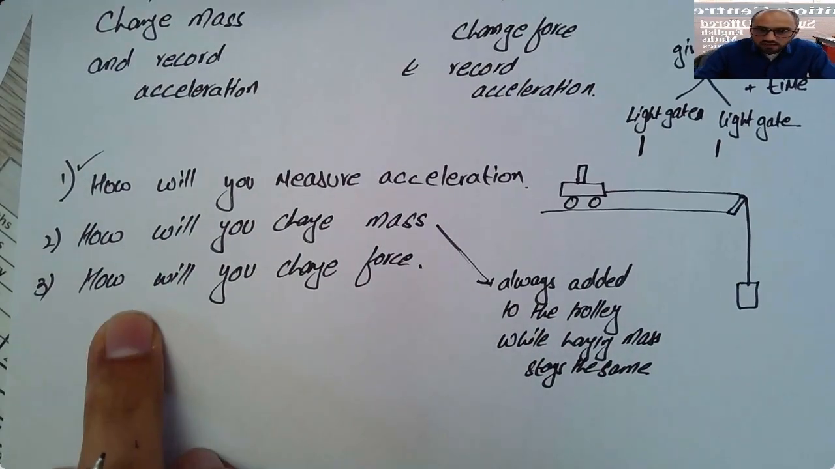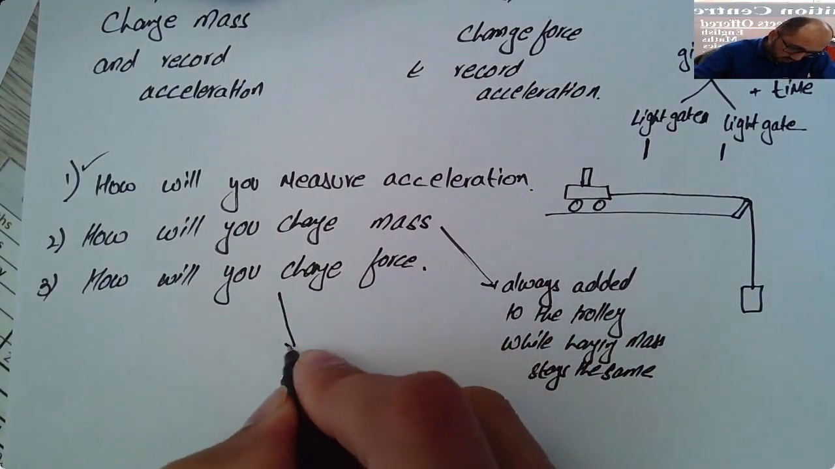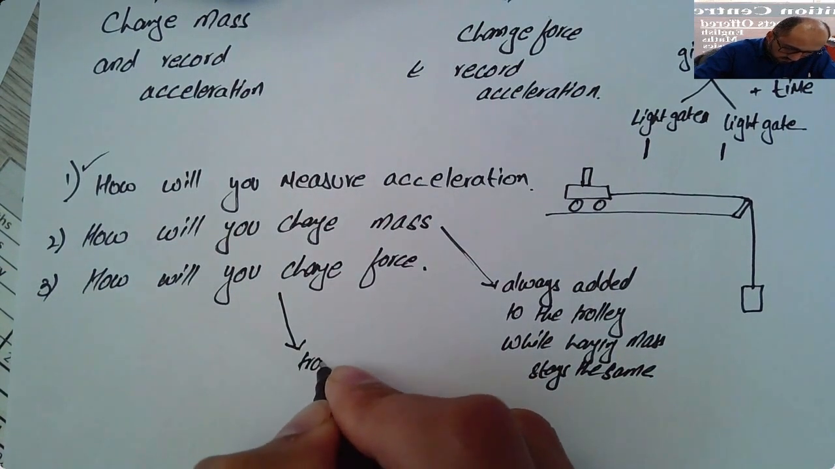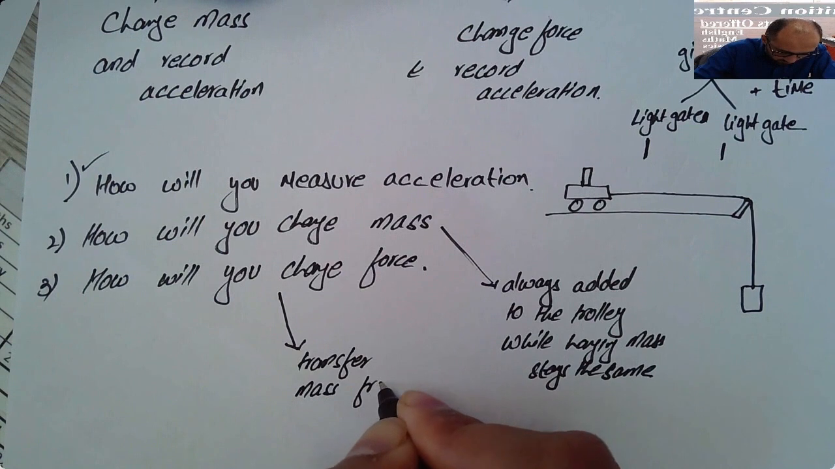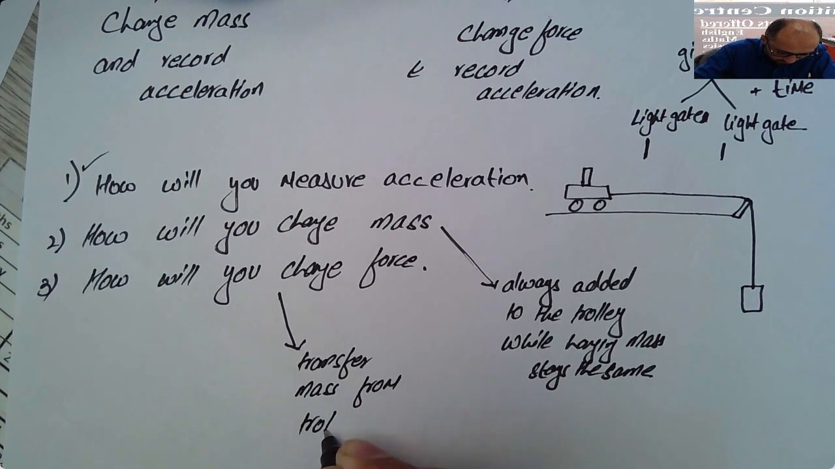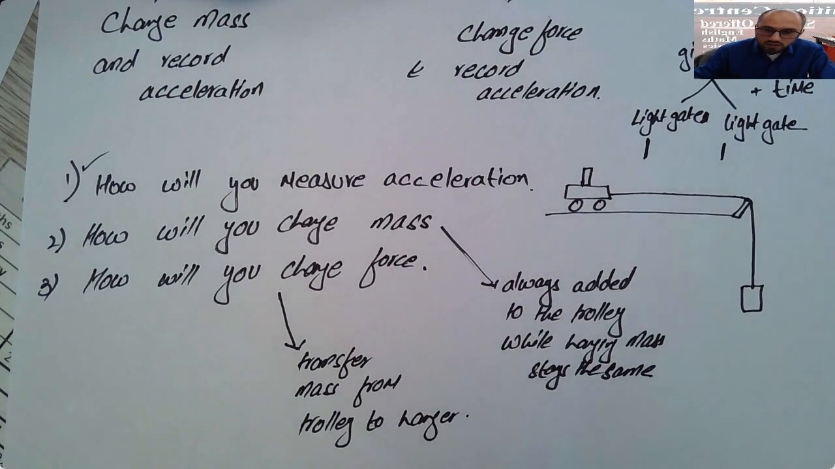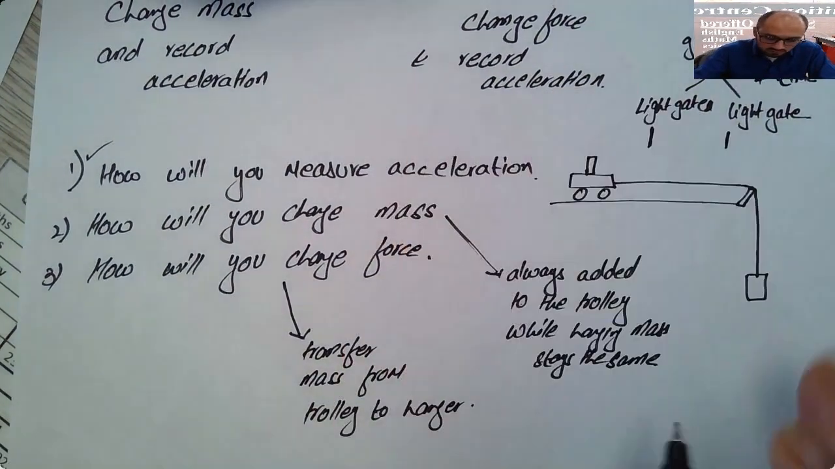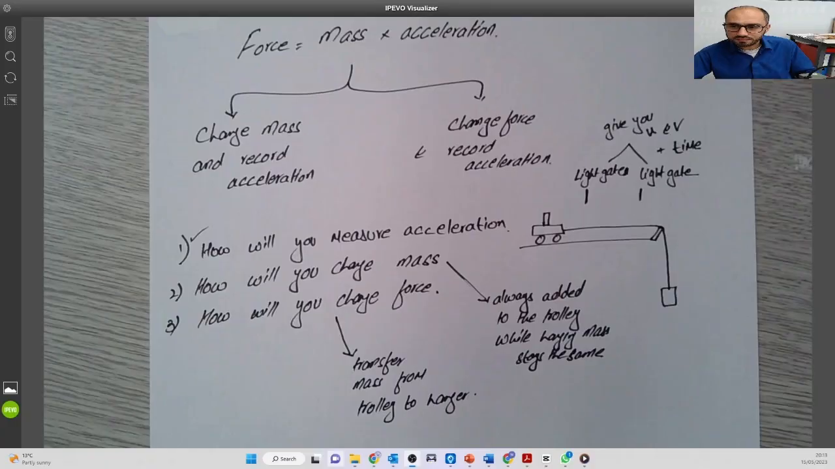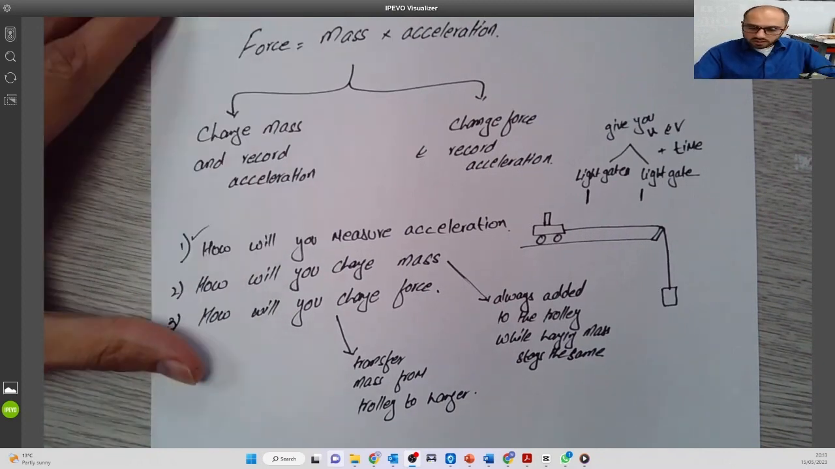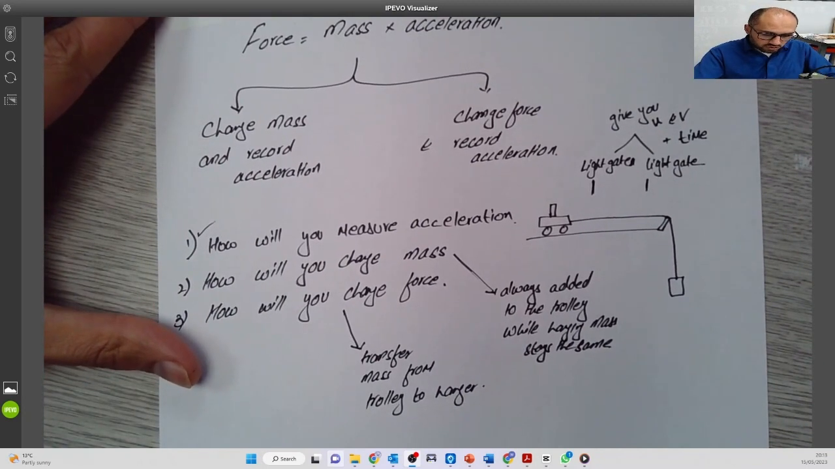If you have to change the force, then you can't change the mass. So what you do is you will transfer mass from the trolley to the hanger, right? If you do that, then the mass of the system will not change, because you can only change one variable at one time. This is all that you need to know from this topic.